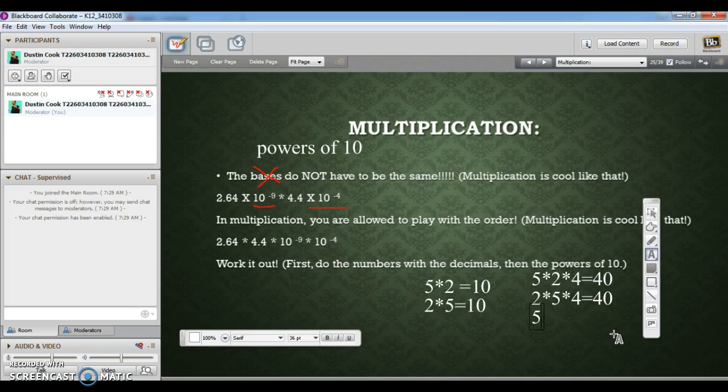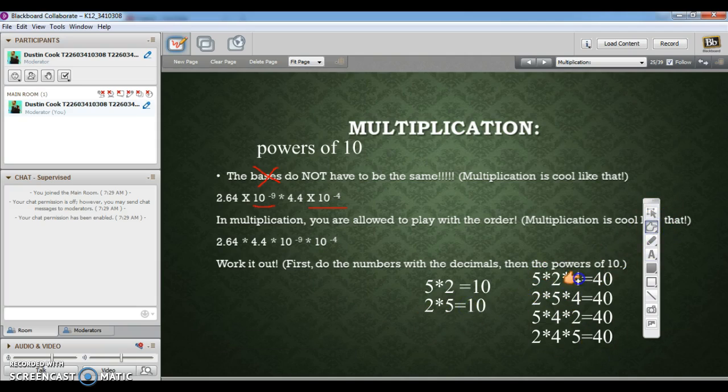I can also do 5 times 4 to get 20. 20 times 2 is 40. And I can also do 2 times 4 to get 8. 8 times 5 is 40. So here's the point. When you're multiplying a bunch of things together, changing the order does not change the product. Okay? Changing the order has no effect on the end outcome.